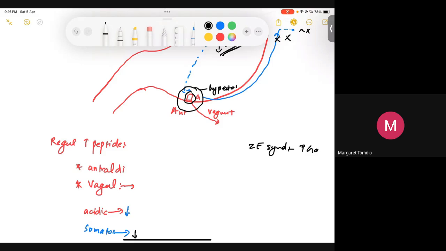Chronic PPI use, what happens? You are decreasing the HCl. If the HCl is decreasing, negative feedback gone, G cell hypertrophy. G cells hypertrophy, a lot of gastrin.